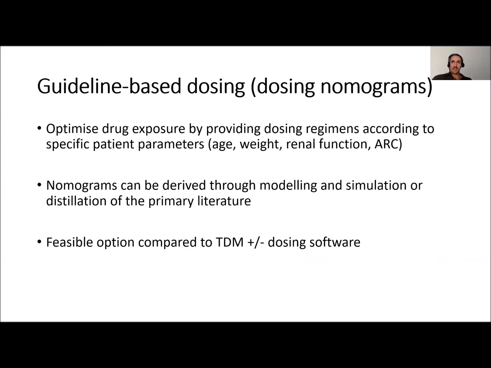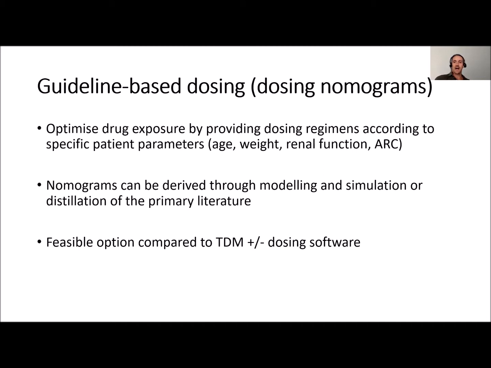So let's start with guideline-based dosing, or dosing nomograms. So what is that? It's basically providing dosing regimens, and generally this is based on specific parameters. So for the patient, it will generally be their age or weight. Most commonly, we're looking at their renal function, degrees of renal impairment, or the flip of that, so augmented renal clearance. This approach is absolutely not the most individual approach. And as I'll mention later, it's probably considering your practice, what infrastructure you have, and maybe this approach is quite feasible dependent on those considerations.